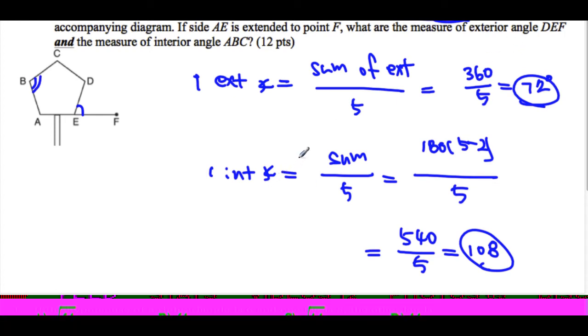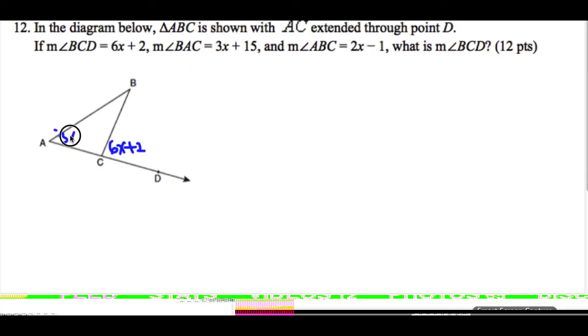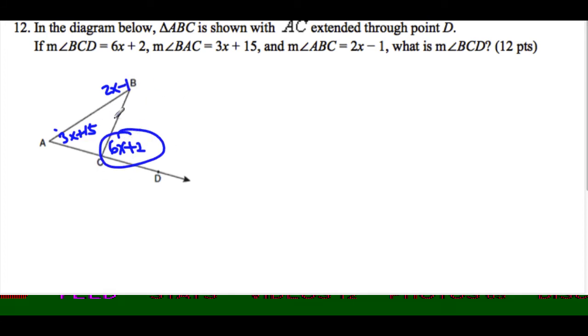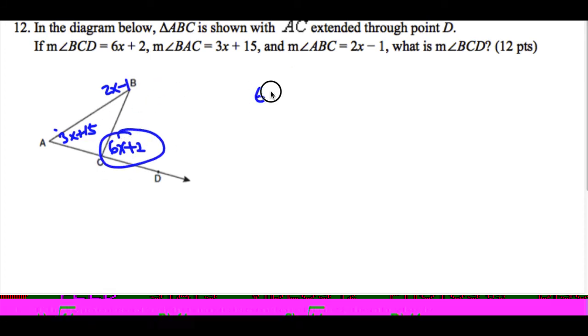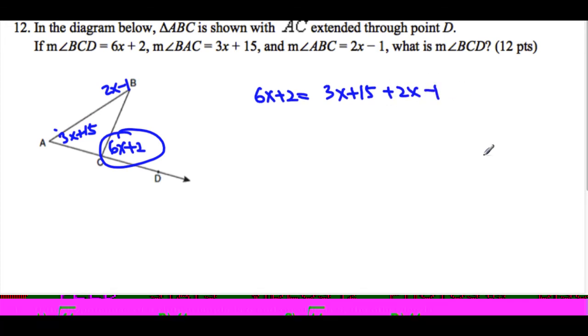Alright, so we have done both. Let's look at number 12. Once again, we see an exterior angle, so BCD, which is 6x plus 2, is outside, BAC, which is 3x plus 15, and then ABC, which is 2x minus 1. You see, the exterior angle is the sum of the two remote angles, so we can write it as 6x plus 2 is equal to 3x plus 15 plus 2x minus 1.